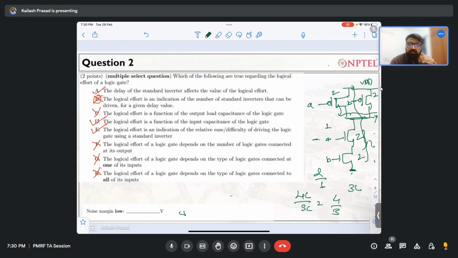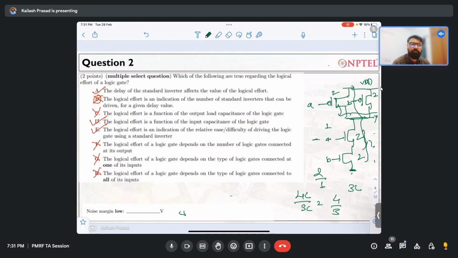Now, this is one question which is generally asked in interviews. If you want to design, say, a full adder using NOR gate and NAND gate, which gate will you use to design the full adder? NAND, definitely. What is the reason behind that? The logical effort for NAND is less than the logical effort for NOR gate. It is 4 by 3, and for NOR it is 5 by 3. Same input, two input. So definitely we will choose the NAND gate.